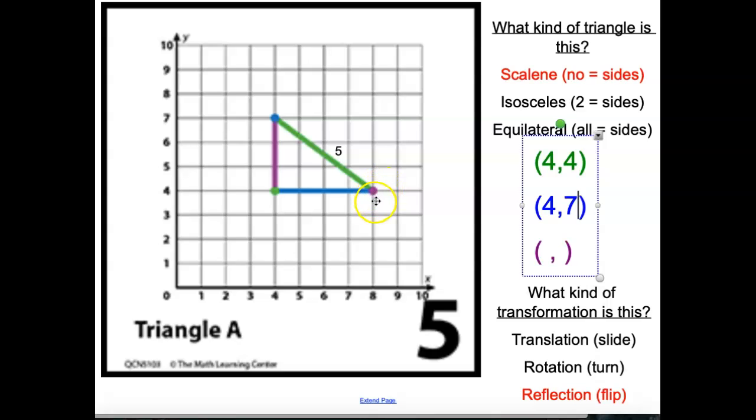And last but not least, let's find the coordinates for our purple point. How many spaces over and how many spaces up would you need to move to get to the purple point? Pause the video and play it when you have your answer. If you said 8, 4, you are correct.